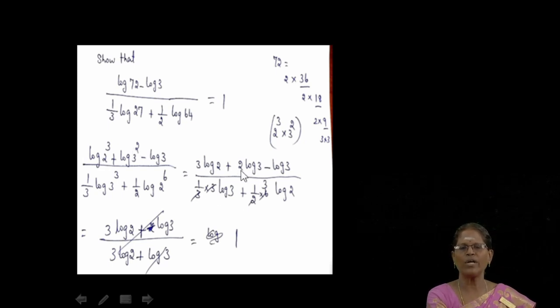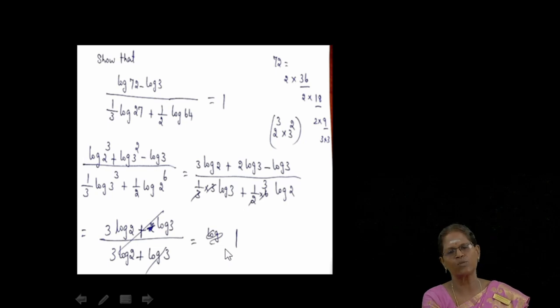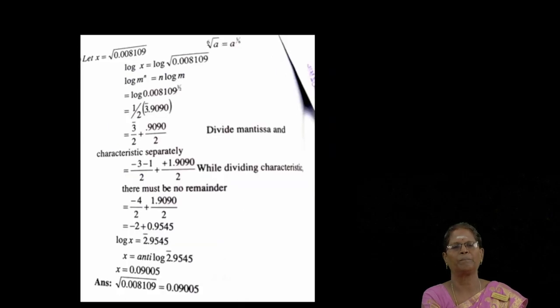So what is going on? After simplifying, we have in the numerator 3 log 2 plus log 3, and in the denominator also we have 3 log 2 plus log 3. So both can be cancelled and the answer is 1. So in this way also, without referring to the log table, we can solve the problem.